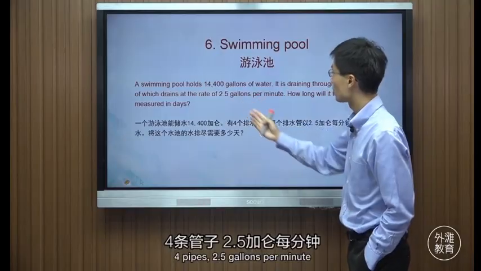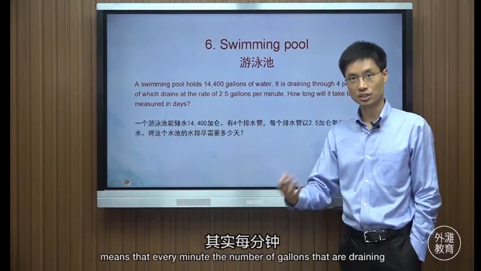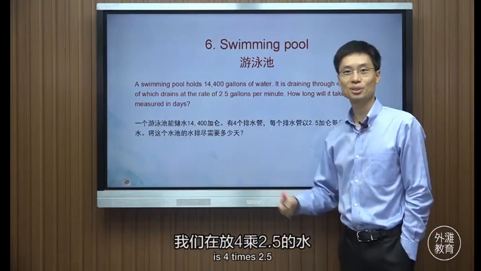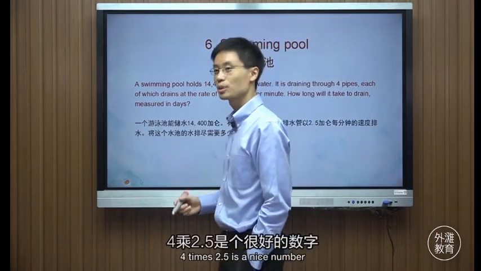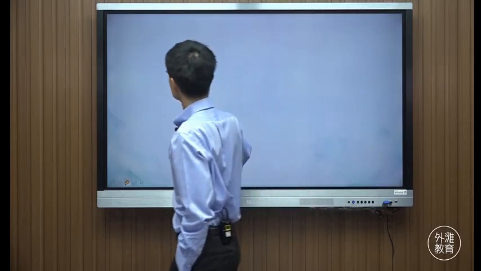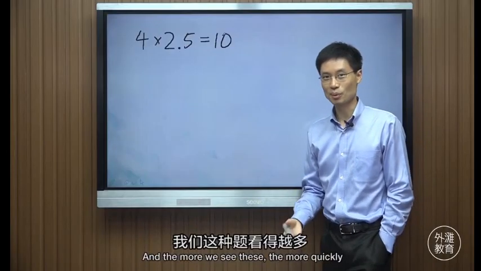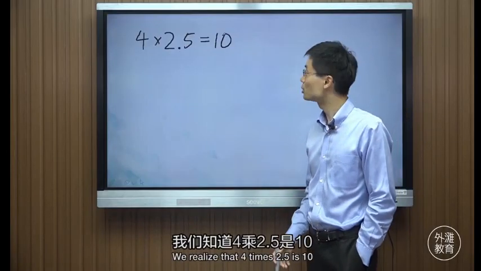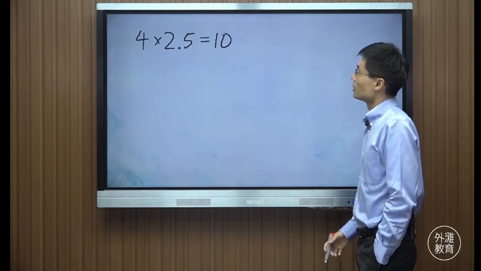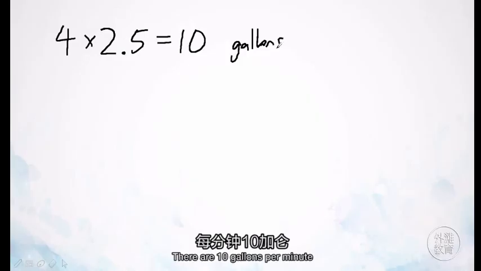4 pipes, 2.5 gallons per minute, means that every minute the number of gallons that are draining is 4 times 2.5. 4 times 2.5 is a nice number. This is 10. Again, these numbers are our friends, and the more we see these, the more quickly we realize that 4 times 2.5 is 10. So what that means is that there are 10 gallons per minute.